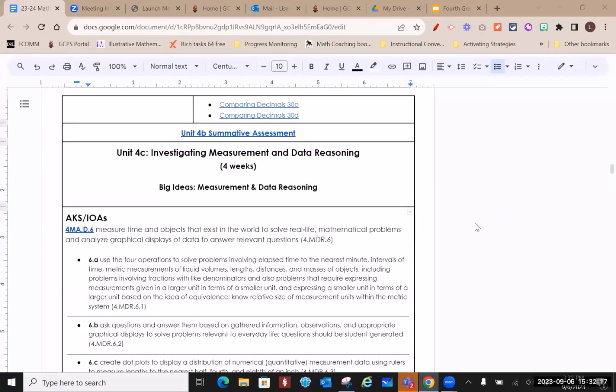So let's take a look at our pacing guide. The suggested length of Unit 4C is 4 weeks. Unit 4C focuses on AKS 4MA D6, measure time and objects that exist in the world to solve real-life mathematical problems and analyze graphical displays of data to answer relevant questions.